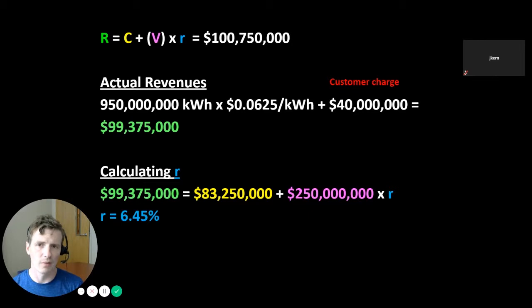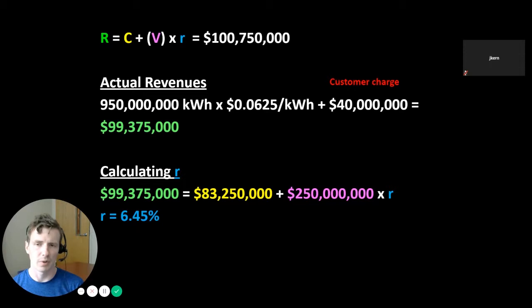So the actual revenues they make is the amount of electricity they sell times the volumetric rate, plus all the money that they make from those connection fees. So that gives them 99,375,000, right? And so what you'll notice is that this is actually lower than their target revenues. What they needed to make was 100,750,000. So what we can do is figure out what the actual rate of return for shareholders would be, assuming that this utility experiences a loss in demand and doesn't change the price of electricity to reflect that.